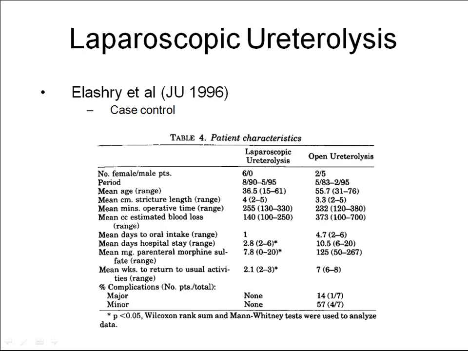This is the paper here. It was a case control study, but interestingly, you can see the two groups were quite dissimilar. The laparoscopic group was all female patients, which is unusual in retroperitoneal fibrosis, whereas in the open group, only 2 patients were female, which is more typical. The mean age in the laparoscopic group was 20 years less than the open group, 36 versus 55. Mean blood loss was slightly less in the laparoscopic group.